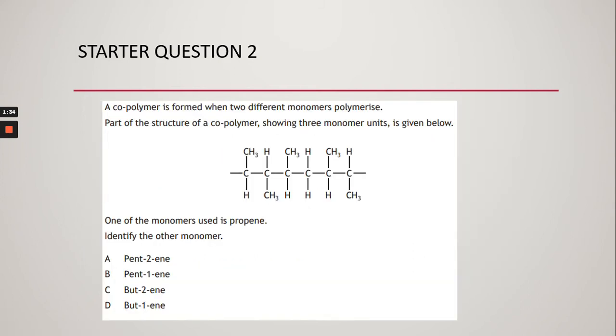Okay, question 2. This one's a bit more difficult. I've put this one in just to give you a bit of practice, but I'm going to explain it over the next couple of slides. A copolymer is formed when 2 different monomers polymerize. Part of the structure of a copolymer, showing 3 monomer units, is given below. One of the monomers used is propene, and you have to identify the other monomer. You've got 4 options here: pent-2-ene, pent-1-ene, but-2-ene, and but-1-ene. If you want to, pause the video now and give this question a go. If you're finding it a little bit tricky, if you're thinking I don't know where to start with this, I'm going to go over it in the next slide.